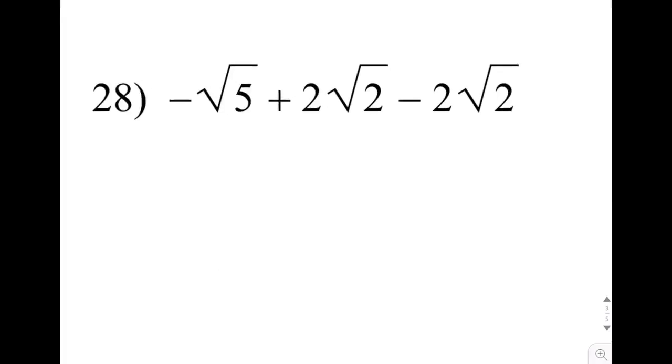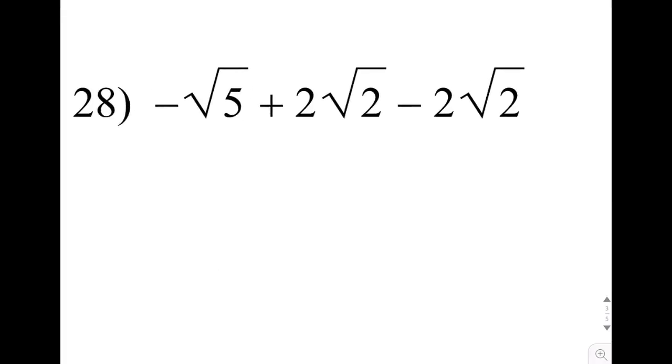Do one more example here. This one's a little bit more straightforward because we don't have any radicals that break down. And in fact, we have only a couple in common, so these are both like terms, and that negative root 5 is something different. So negative root 5 or negative 1 root 5. And then 2 minus 2, or positive 2 plus negative 2. Well, that equals 0.